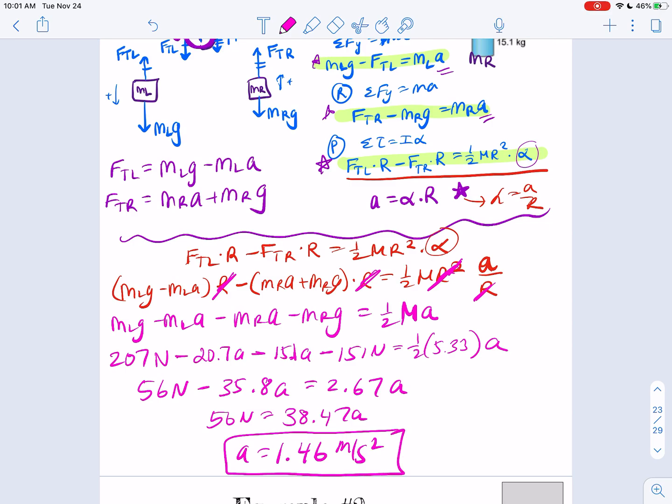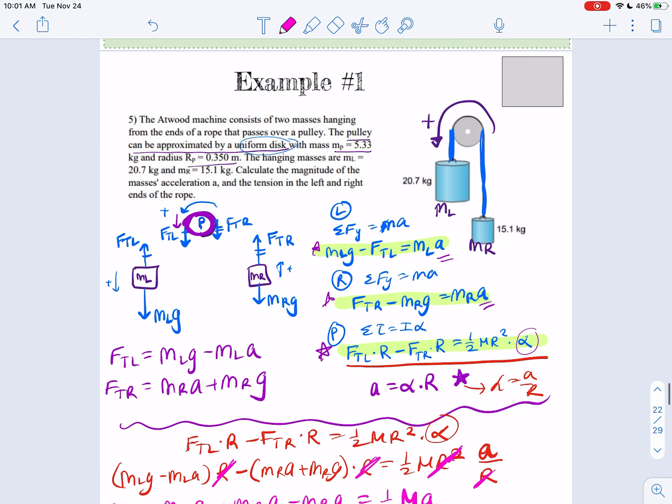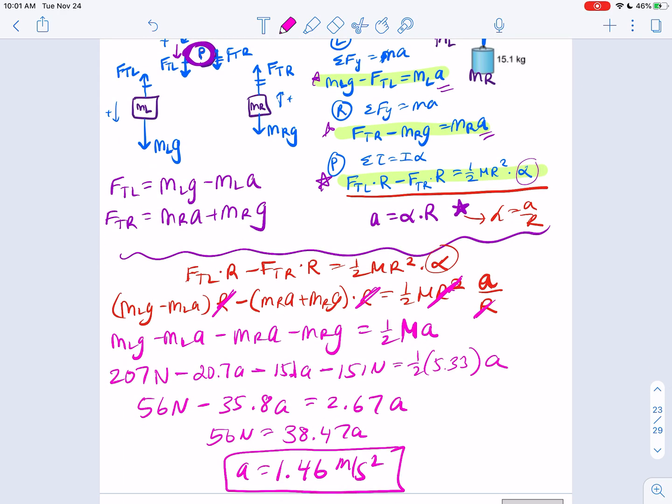I don't even know what they're asking for in this problem. What are they even asking for? Oh, the acceleration. Good. And then the tension in the left and right sides of the rope. I trust that you can do that. You're basically just plugging in the numbers for that, and then you get the tensions.